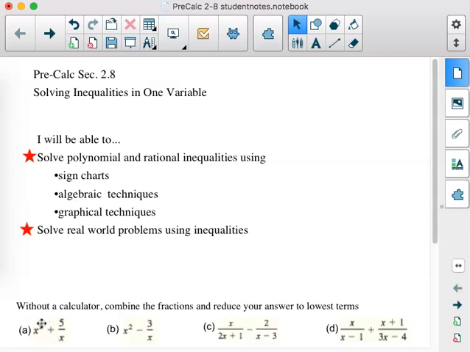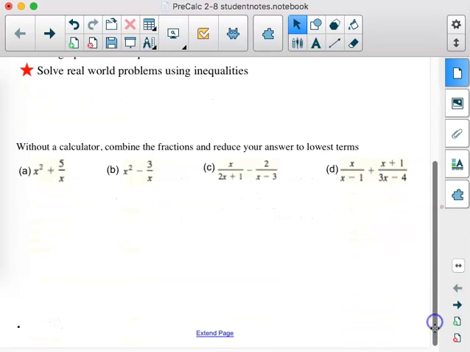So down here, it says, without a calculator, of course, combine the fractions and reduce your answer to lowest terms. I do want to let you know we already did this one yesterday, so we'll scrap that one. That was one of the two that I chose at the end to go over with you.